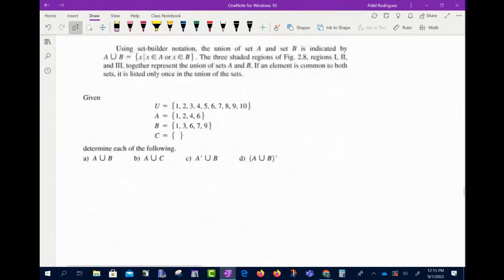So I'm going to do another problem. It's going to be real similar. My universal set is still the numbers 1, or the counting numbers 1 through 10. My set A is now the numbers 1, 2, 4, and 6.